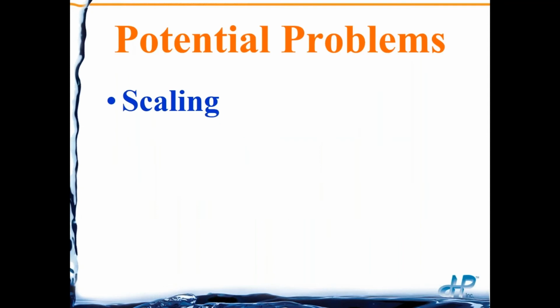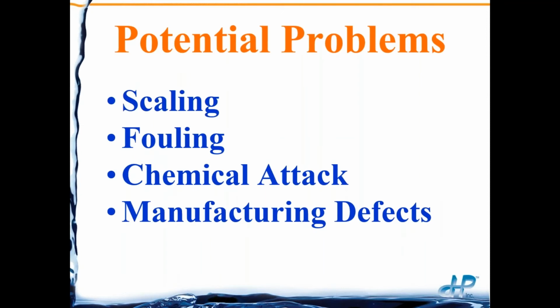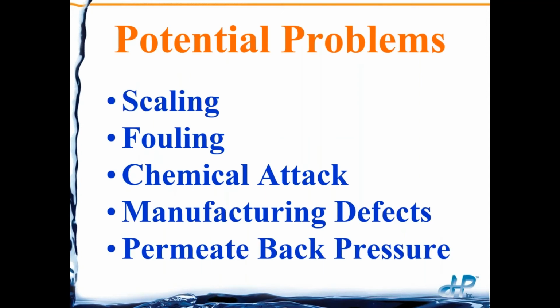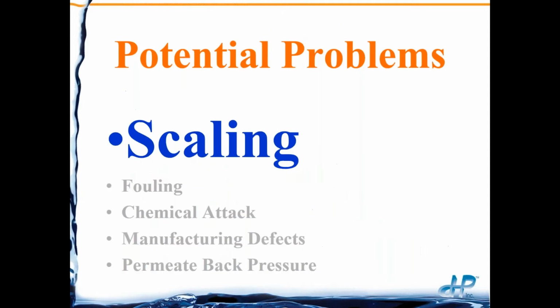Next section we're looking at is potential problems. This, of course, can be from scaling. Potential problems can also be fouling, chemical attack, manufacturing defects, permeate back pressures, and then there's possibly others. That's the main ones that we see.